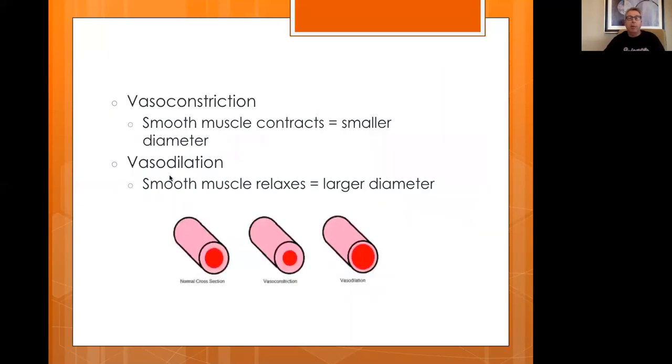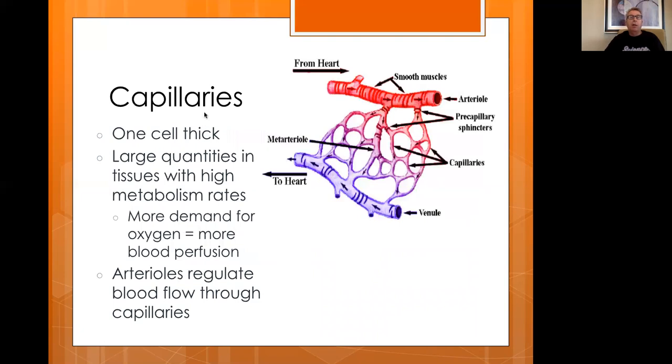and we get a larger diameter. All right. Capillaries are one cell thick, in large quantities in tissue with high metabolism rates, right? We've got to get that oxygen in order to make ATP. More demand for oxygen, more blood perfusion, as the oxygen goes into the blood. Arterioles regulate blood flow through the capillaries, and you can see the matrix that is in here.